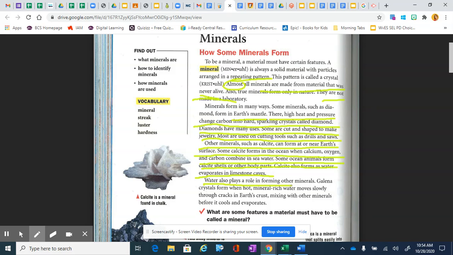Water also plays a role in forming other minerals. Galena crystals form when hot, mineral-rich water moves slowly through the cracks in the Earth's crust, mixing with other minerals before it cools and evaporates.